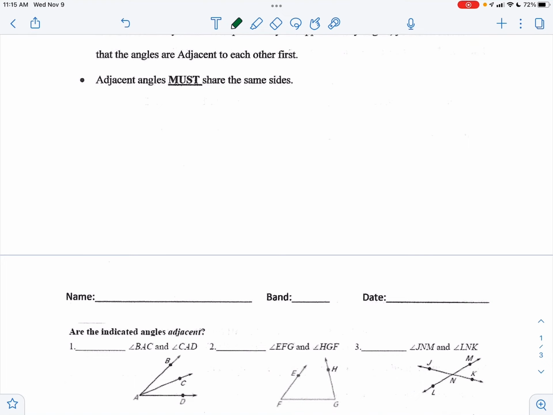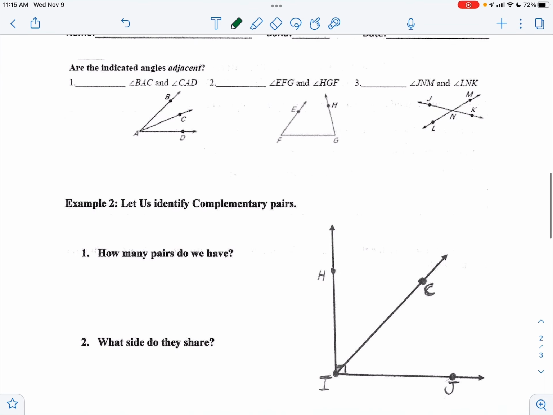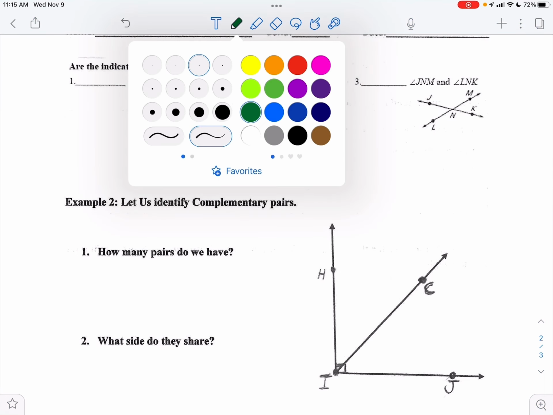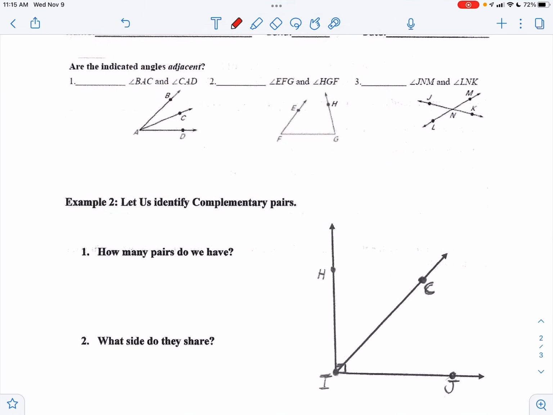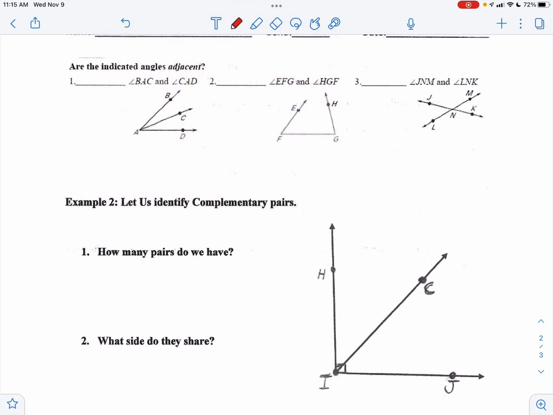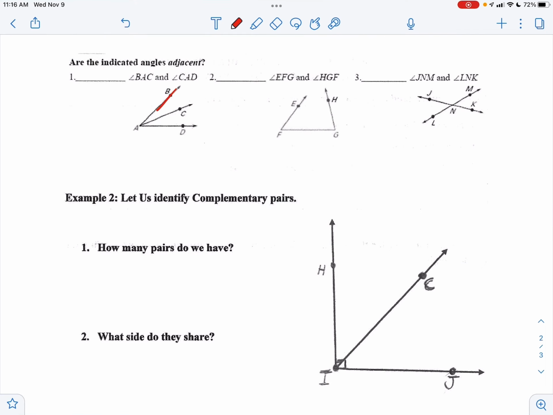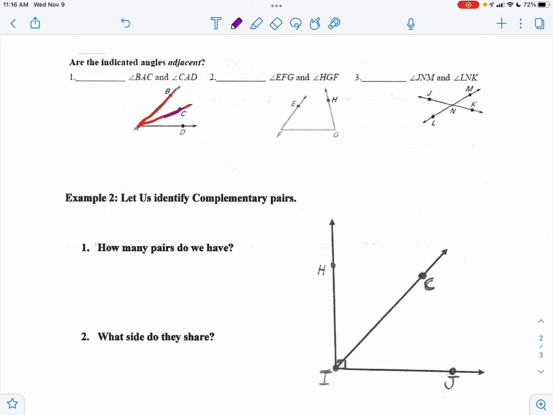Okay? They must share the same side. So let's take a look. We're going to indicate, are these indicated angles, the angles drawn below, adjacent? So we have angle BAC, and we also have angle CAD.